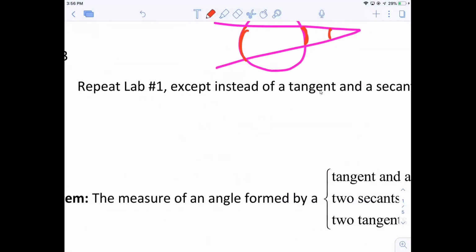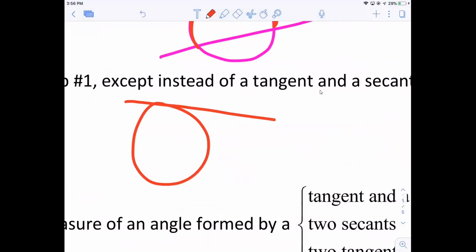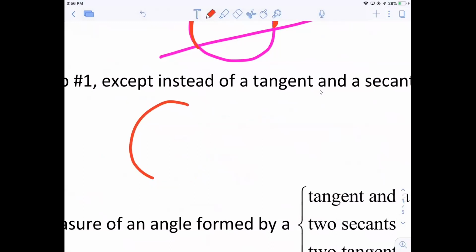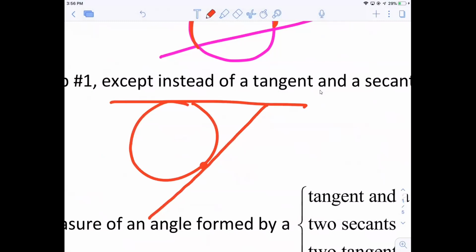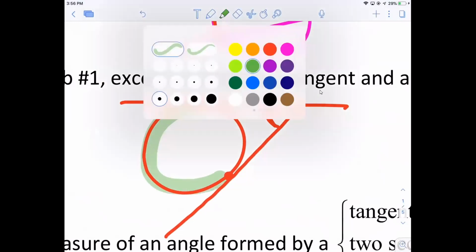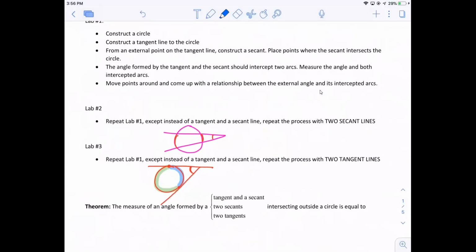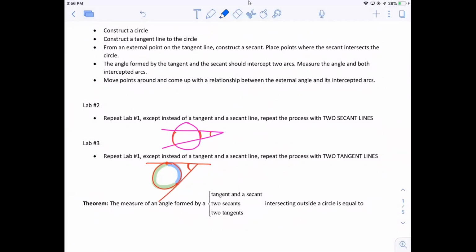And for lab number 3, instead of secants, we're going to be doing 2 tangents. So maybe something like that's a tangent. And let's say there's my other point of tangency. That would be my other tangent. In this case, there's our exterior angle, and here are the 2 arcs, one arc and the second arc. So if you want to try those, see what you get.